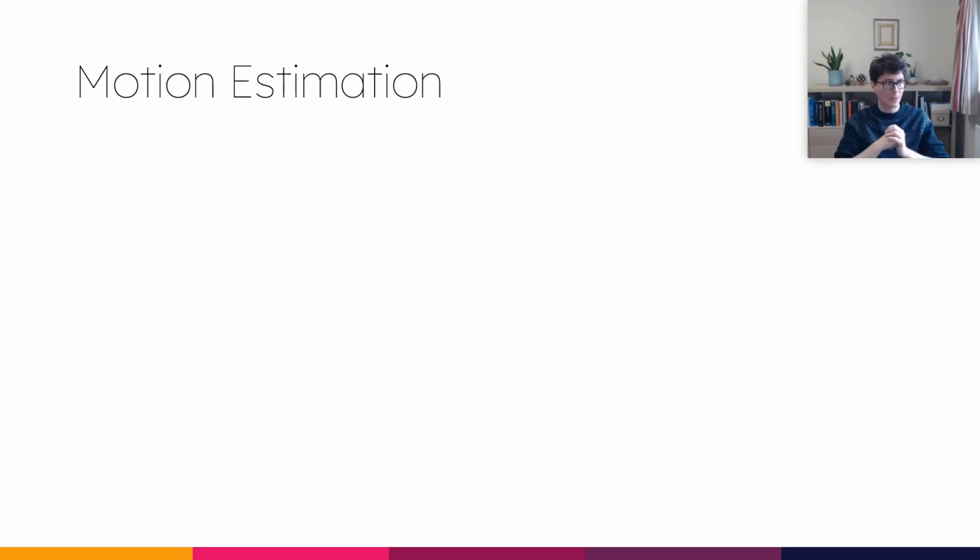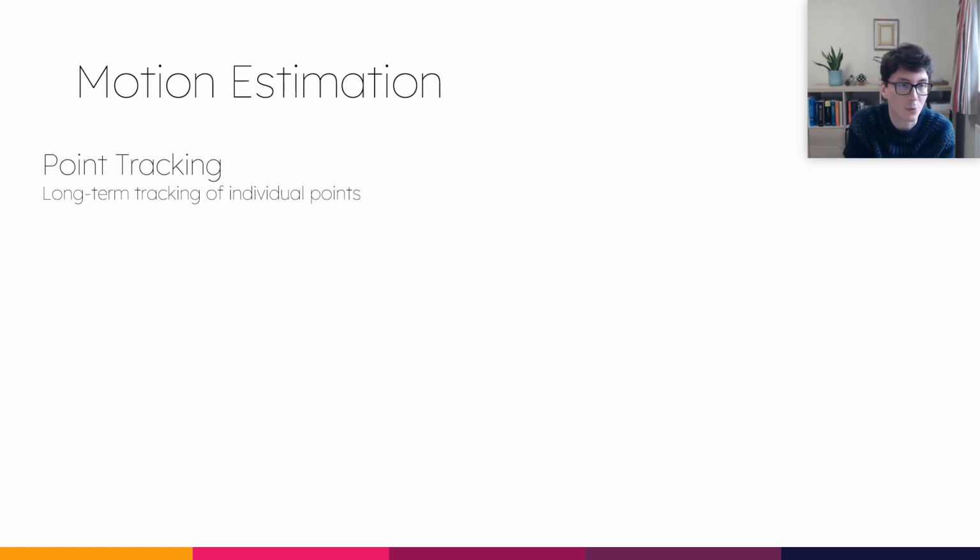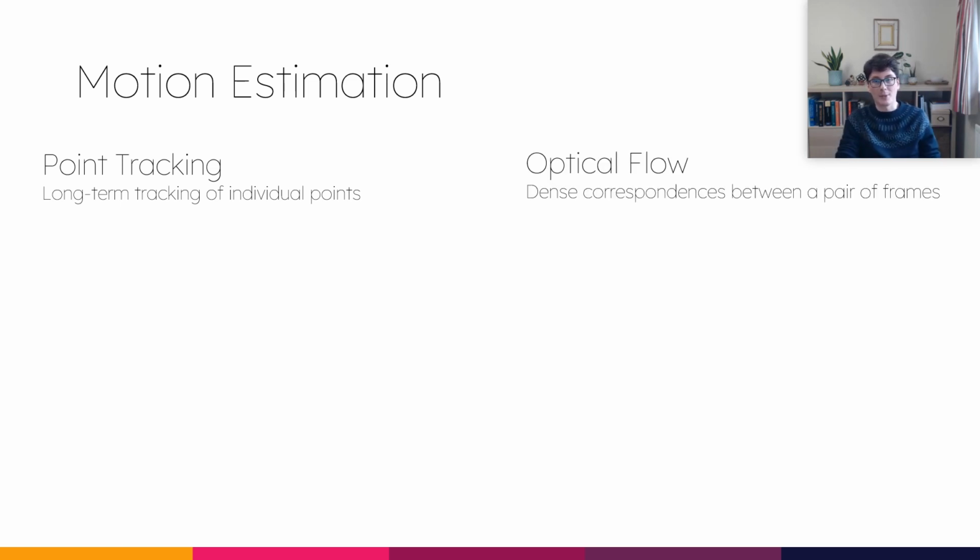So motion estimation in recent years has been divided into two different camps. One is point tracking. This was partially revolutionized or brought back into the attention of computer vision by Adam Harley and co-authors in their point tracking work. And then, of course, a very old problem is optical flow.